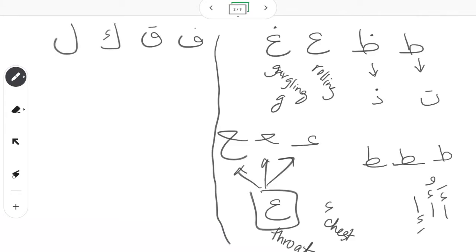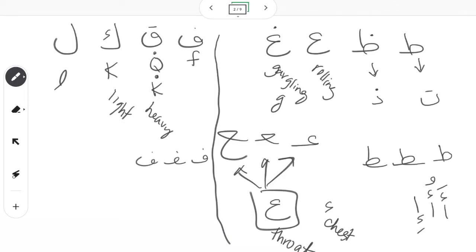Then in Unit 7, we did fa, qaf, kaf, and lam. Okay. Fa, making the F sound. Qaf is that heavy sound. You could put a Q or a K with a dot. And kaf is the light one, with like a regular K in English. So we have heavy, we have light, and lam is the L sound. Okay. In terms of connecting, we said we have fa, initial, medial, final. Qaf looks similar, right?